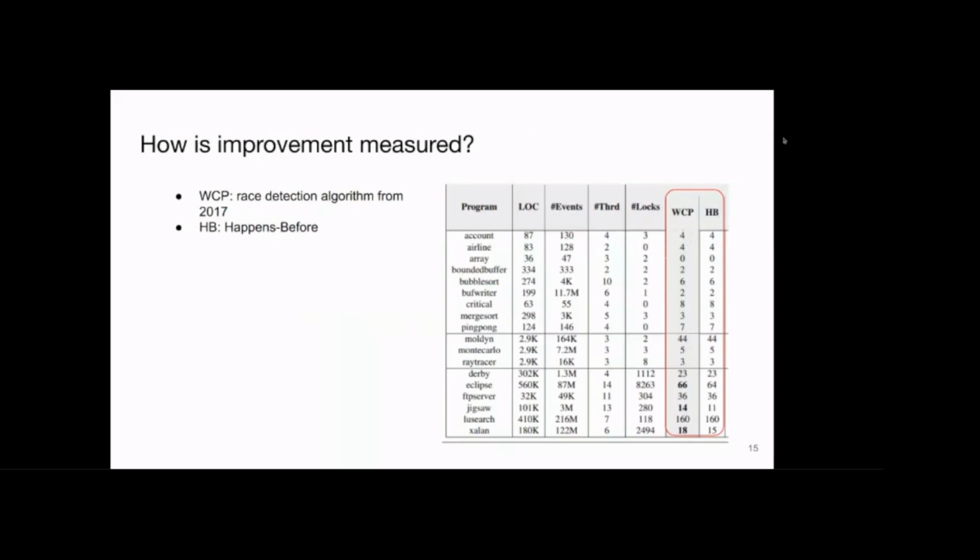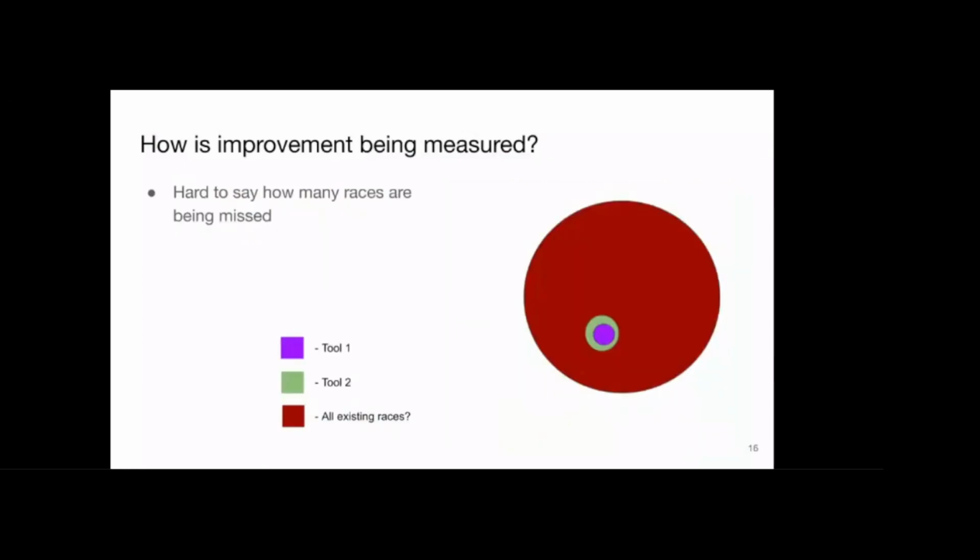The way that they show improvement is that they prove that WCP catches a superset of all the races that happens-before detects. So every race that happens-before is able to detect is also detectable with WCP, and WCP is able to detect additional races. You'll see in Eclipse, it's able to detect 2 more races, and in Jigsaw, it finds 3 more races than happens-before. And this is a great way of evaluating. It obviously shows improvement over the years.